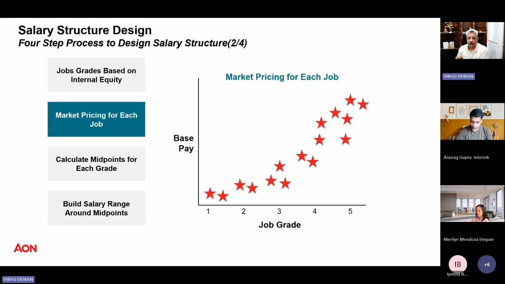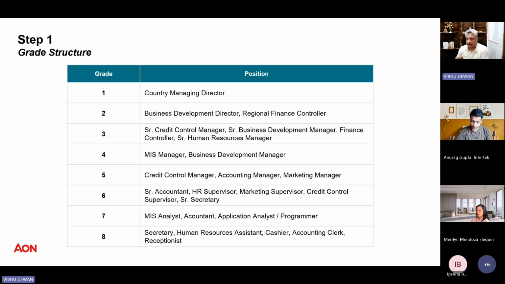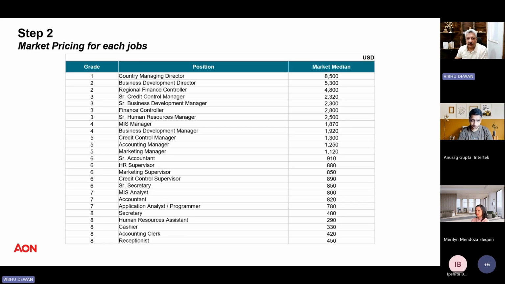Now I go to the next level. What I'll share is just an example. Suppose this is an example. These are the grades. These are the positions. I'm sure you would have worked on this kind of example already in the previous slides. So these are the grades, these are the positions. We created them. Now what we did was we said what is the market median. For some positions it will be at the 70th percentile. For some positions it will be at the 50th percentile. But we created this as the market median that we want to create.